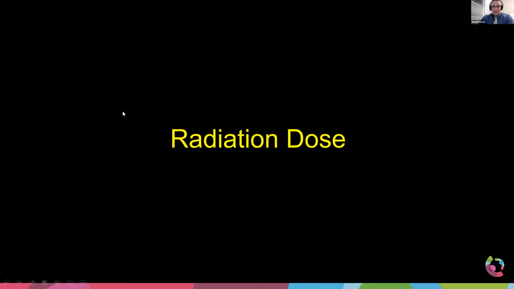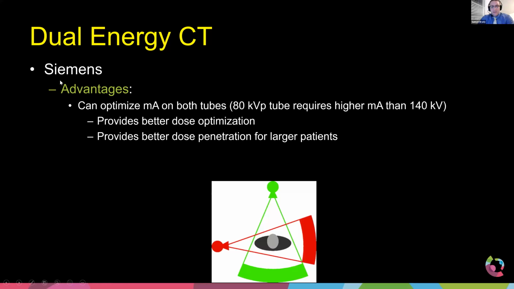Now, for the last few minutes of the talk, we're going to talk about the radiation dose optimization aspects of it. So just really briefly, let's talk about all of those major vendors again. So what is the advantage of using a Siemens dual source CT scanner? Because each X-ray tube operates independently, you can use the right MA for the low energy and the right MA for the high energy spectrum. And so you can manage the noise really well. And if you have a very big patient, you can penetrate them perfectly fine.